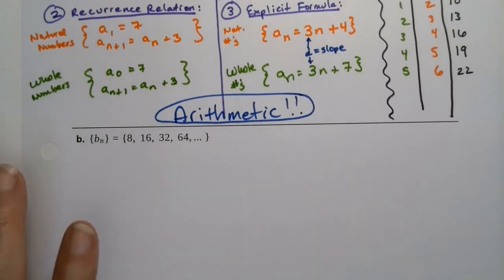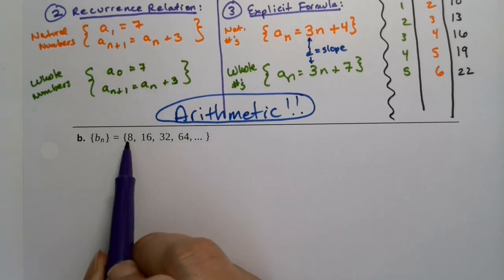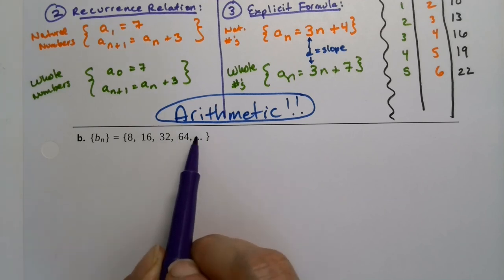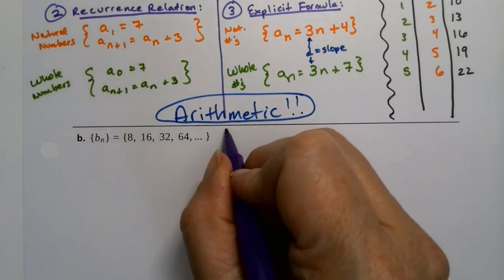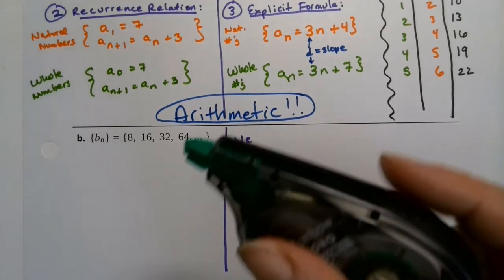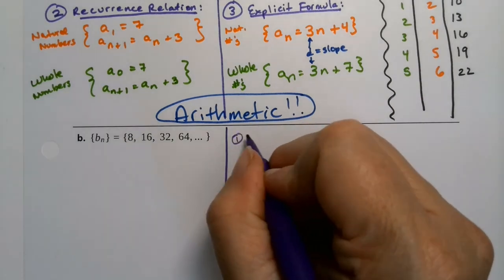Now, part B, not so arithmetic. The next terms: 8 times 2 is 16, times 2 is 32, times 2 is 64. So the next two terms for part B would be 128 and 256.